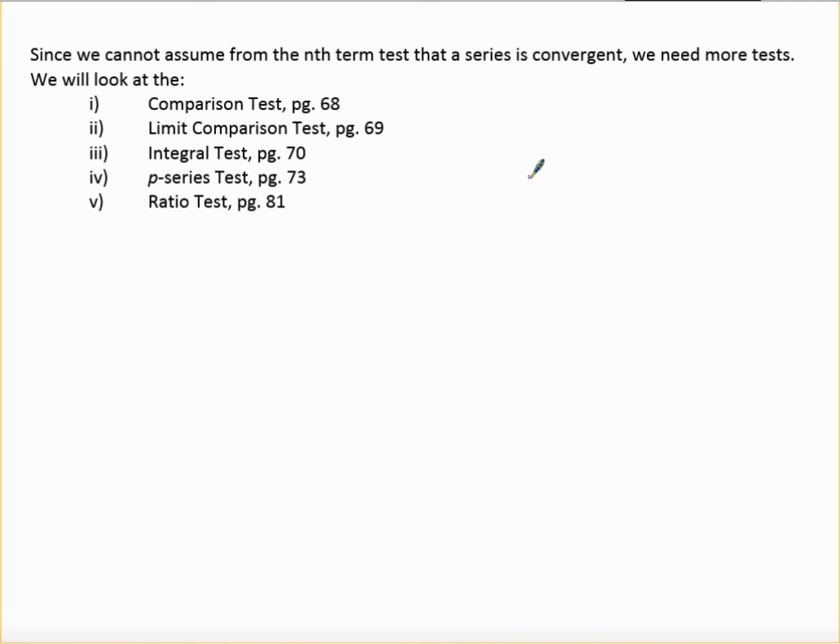Since we cannot assume from the nth term test that a series is convergent, we're going to need more tests. So they're not always going to be that straightforward. And sometimes we're not going to be asked to prove that something diverges. We're going to be asked to prove that something converges. And again, finding that the limit equals 0 is not enough. Every convergent series will have a limit that goes to 0, but not every series that goes to 0 will converge. So it doesn't go backwards.